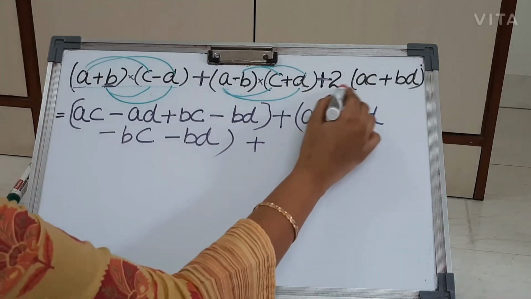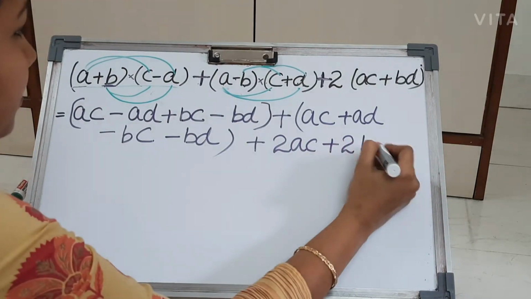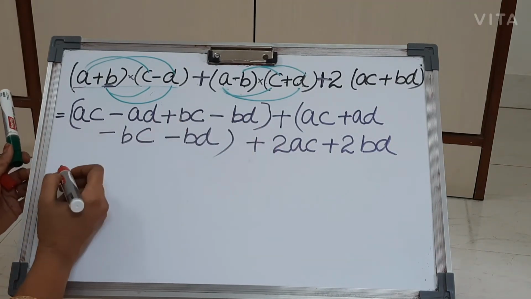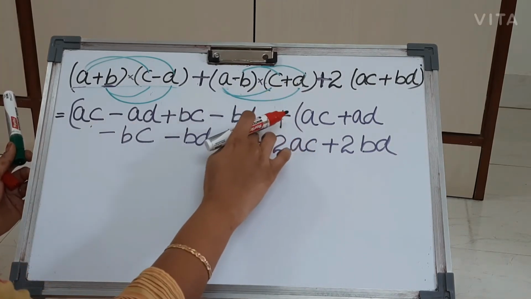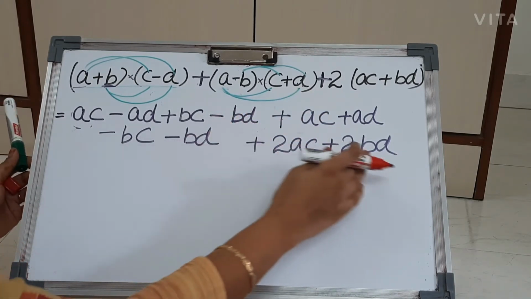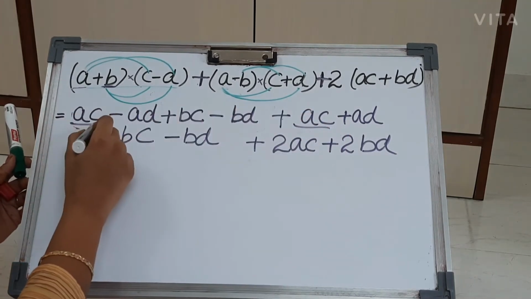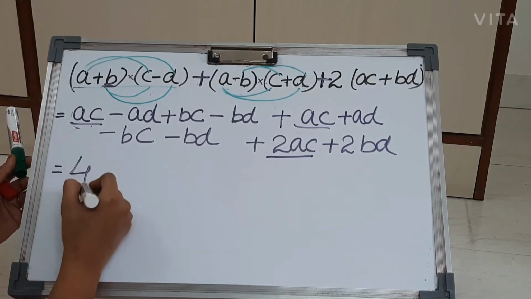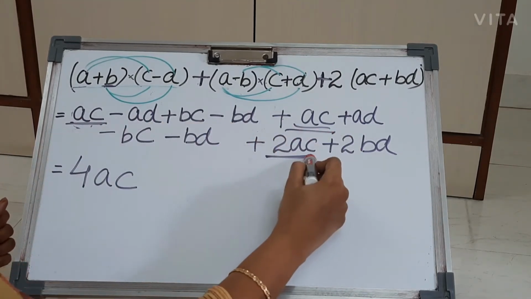Now further we will solve this. 2AC plus 2BD. Okay. Now we will solve again this part. Now AC and here AC. Now here plus sign is here. So in the next step we will just open the bracket. Because here plus sign is here, there is no change in the sign. So AC plus AC will be what? 2AC. And here again 2AC. So how many? 4AC. Okay. AC plus AC, 2AC plus 2AC is 4AC.